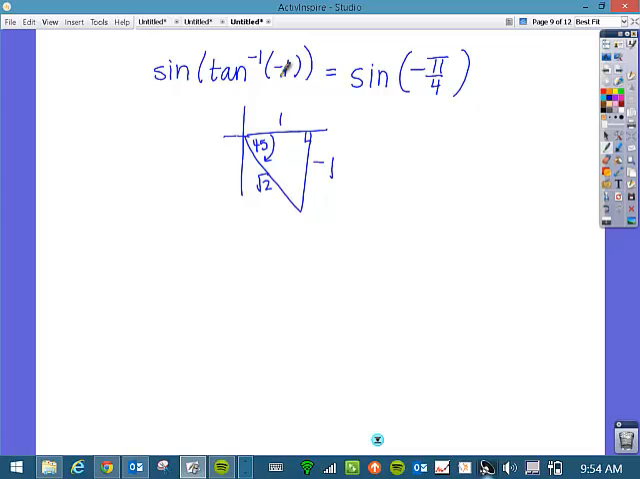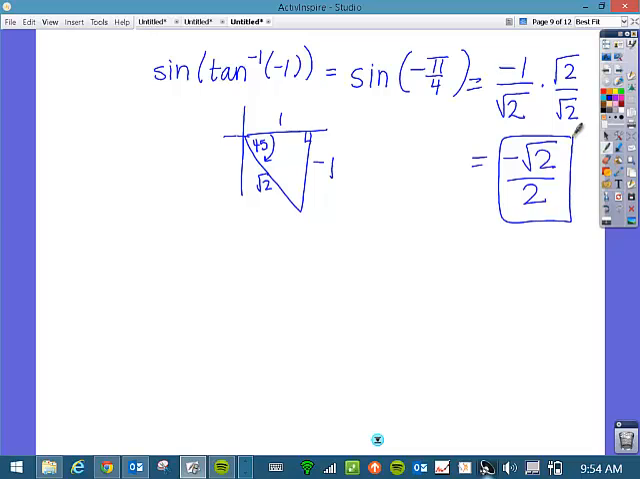Well, what is sine of negative pi over 4? It's going to be opposite over hypotenuse, so -1 over root 2. I can't leave a radical in my denominator, so I'm going to have to rationalize it, making my final answer negative root 2 over 2. So again, you're working from the inside out. It's kind of like a domino effect.